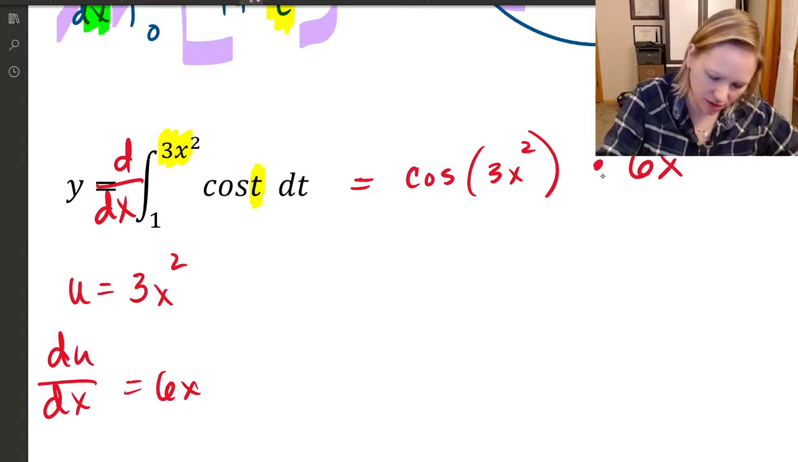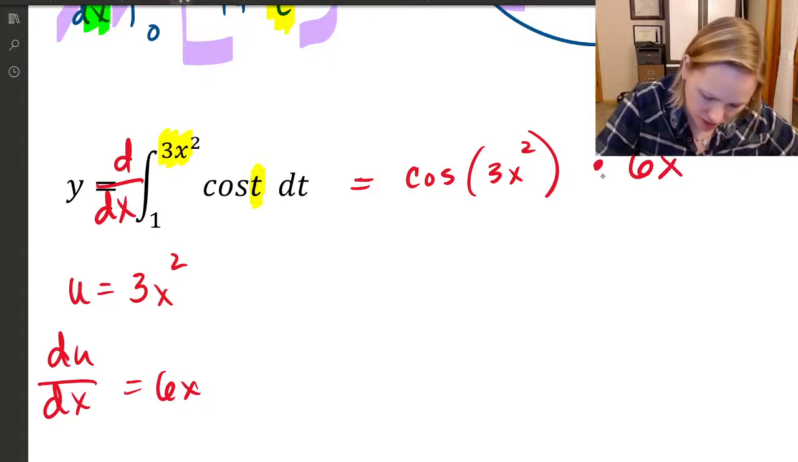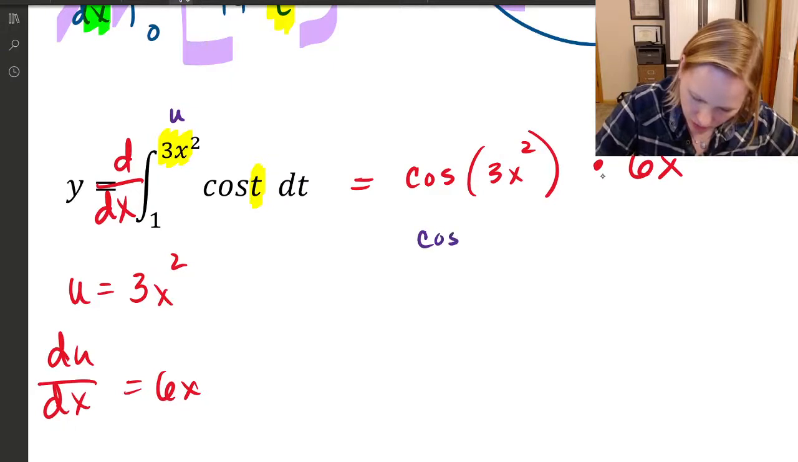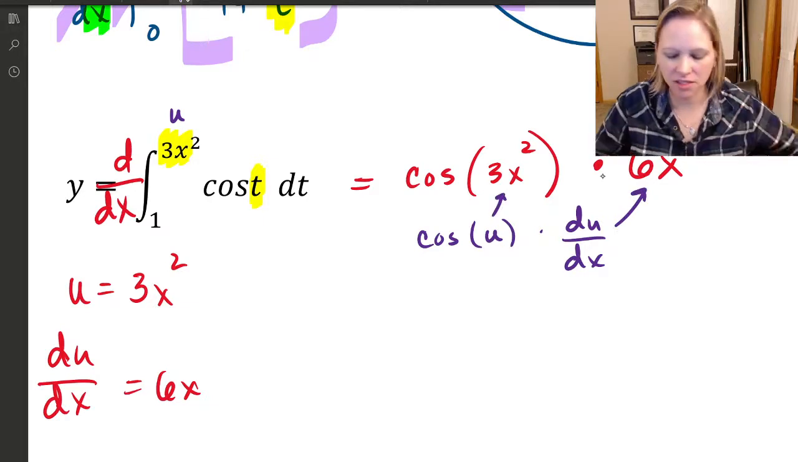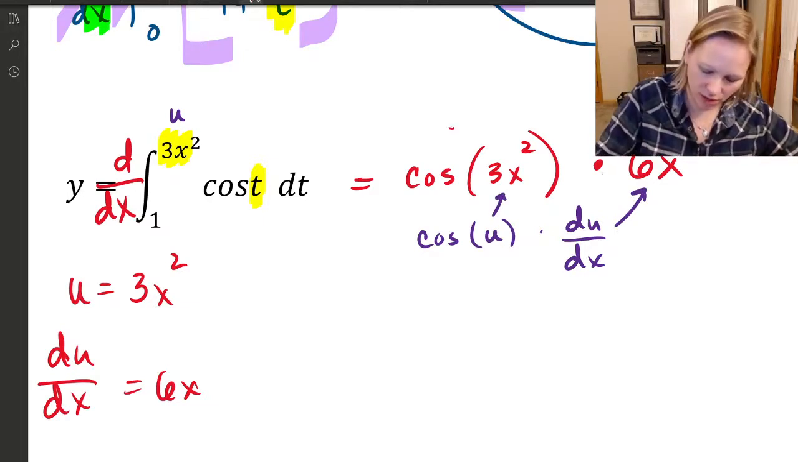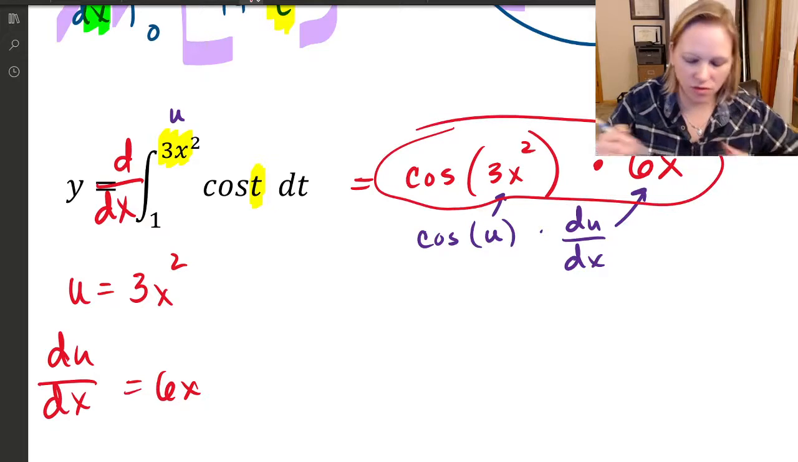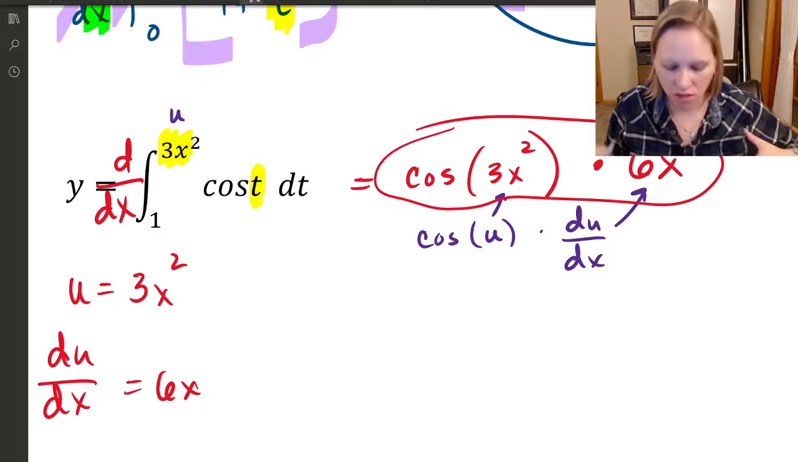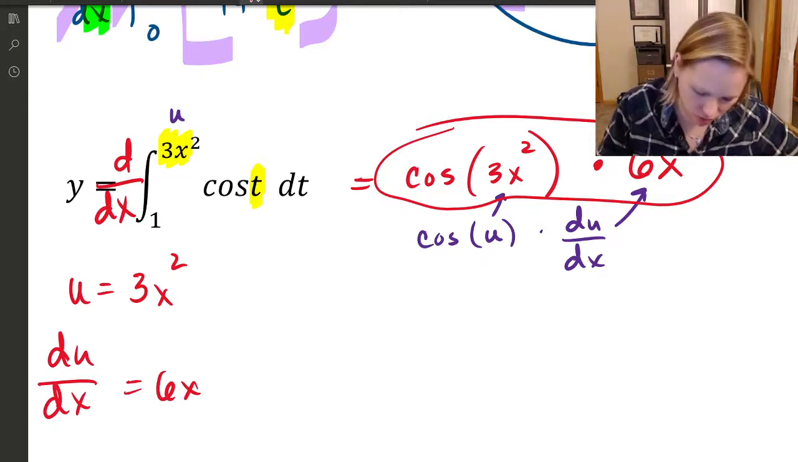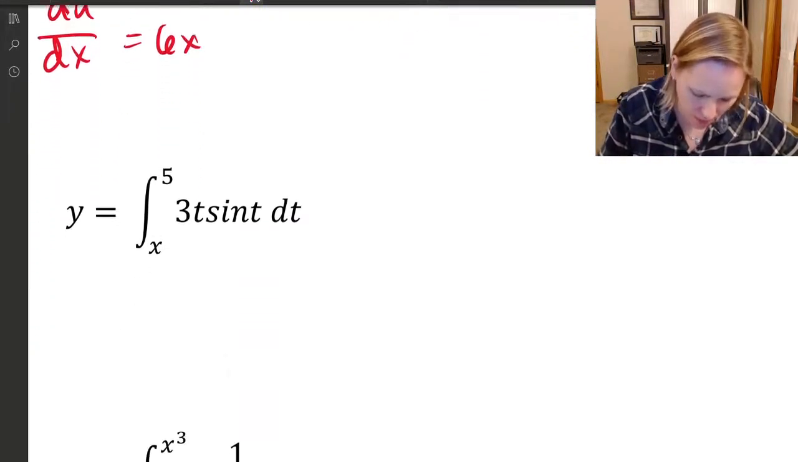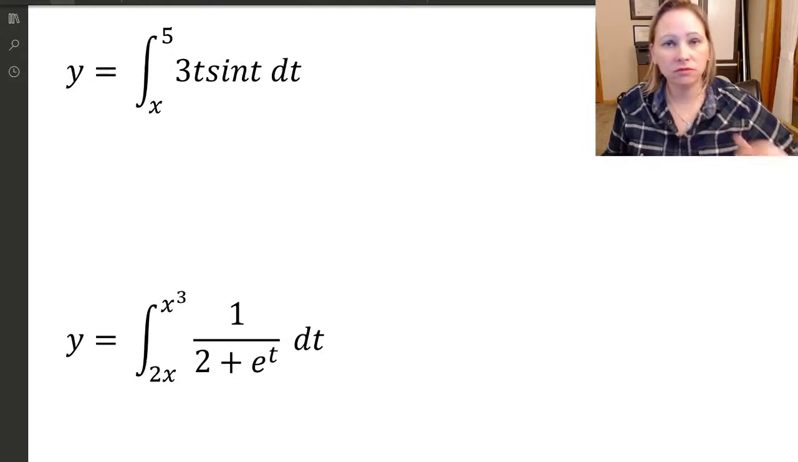That's my du dx. Remember, the rule is, if this is u, we do cosine of u times du dx. That's du dx, that's u. Done. Circle it and walk away. Do not think you need to do more than you're doing, okay? The 6x is the chain rule.